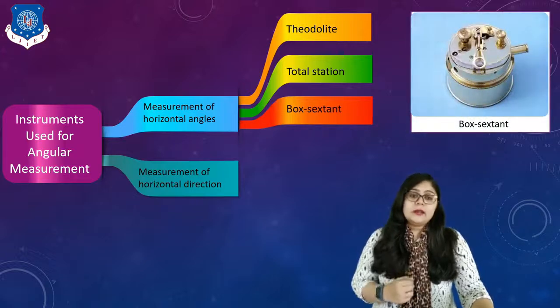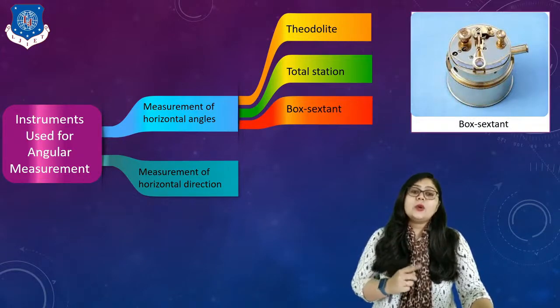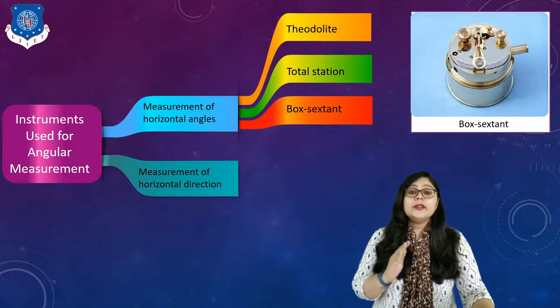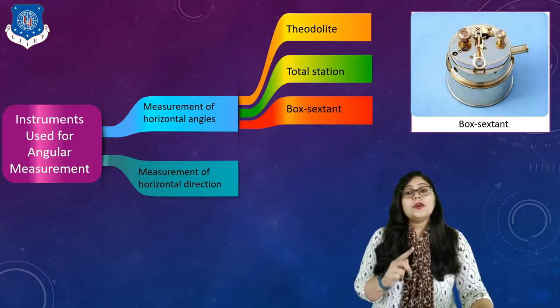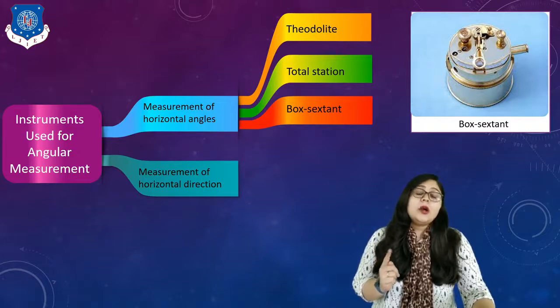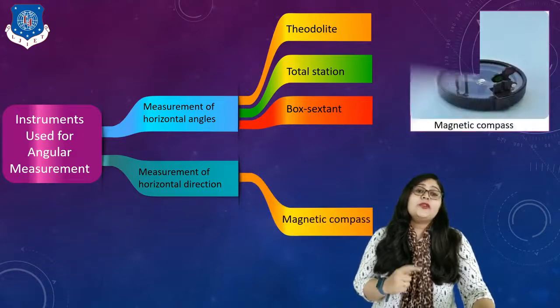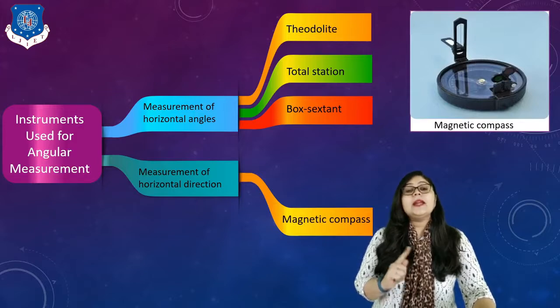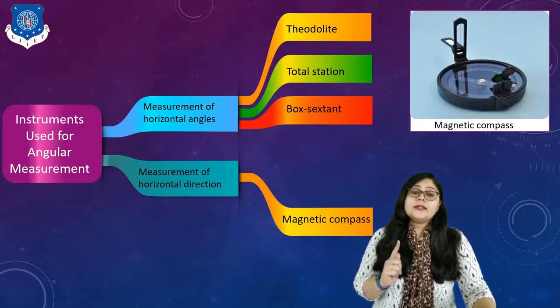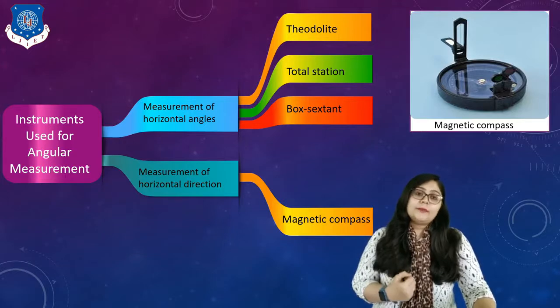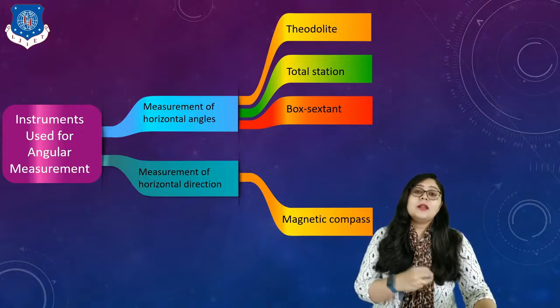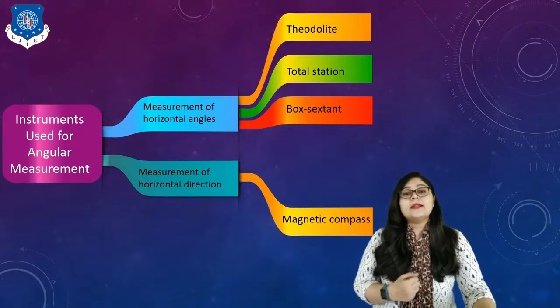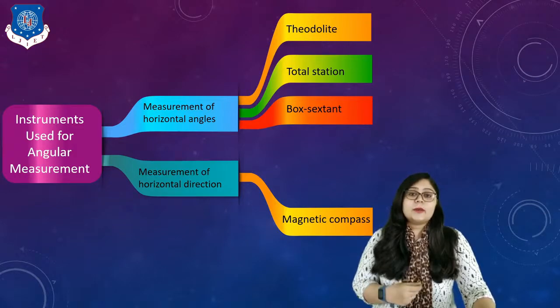And the box sextant. Again, this instrument is outdated. Previously it was used, but nowadays it is not used. Only the theodolite, or for precision the total station, right? So that is for horizontal angle measurement. But what about horizontal direction? For that, we use the magnetic compass. Here on screen, you can see what a compass looks like, right? This is the instrument that we have to keep with us when we go to the field for measurements, particularly angular measurements, right?